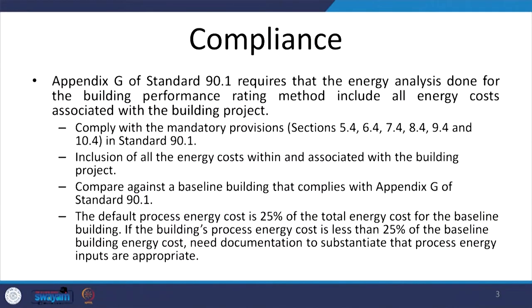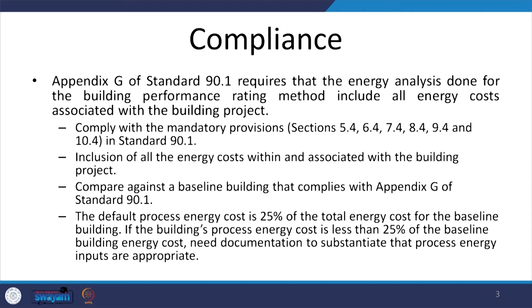Now, for doing that, we have already seen through codes and standards that we use Appendix G of ASHRAE standard 90.1. Or if we are showing compliance for the IGBC rating system or Griha rating system, then instead of ASHRAE standard 90.1 Appendix G, we would be using the ECBC appendix for creating a base case. So, when we are talking about compliance, we are talking about the energy analysis which needs to be done to prove the performance of the proposed case as compared to the base case using the building performance rating method. And it includes all the energy costs which are associated with the building project.